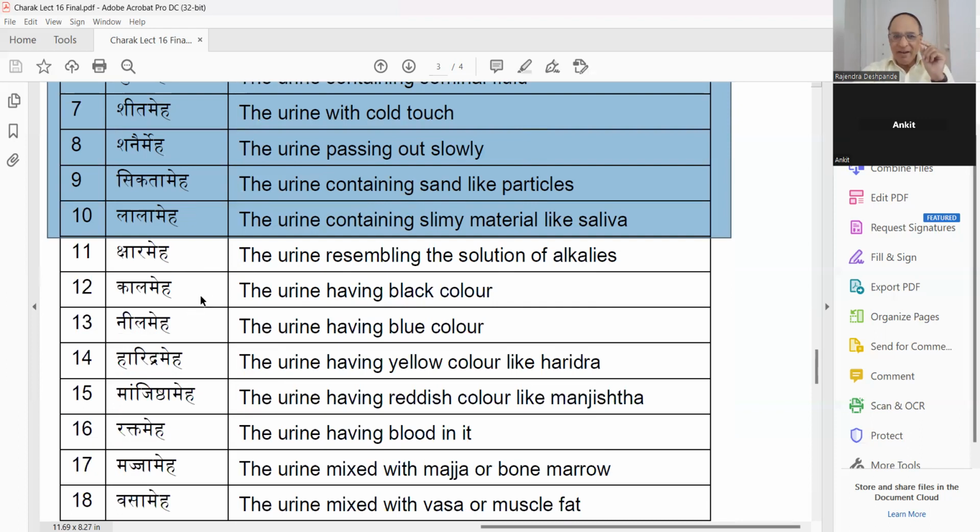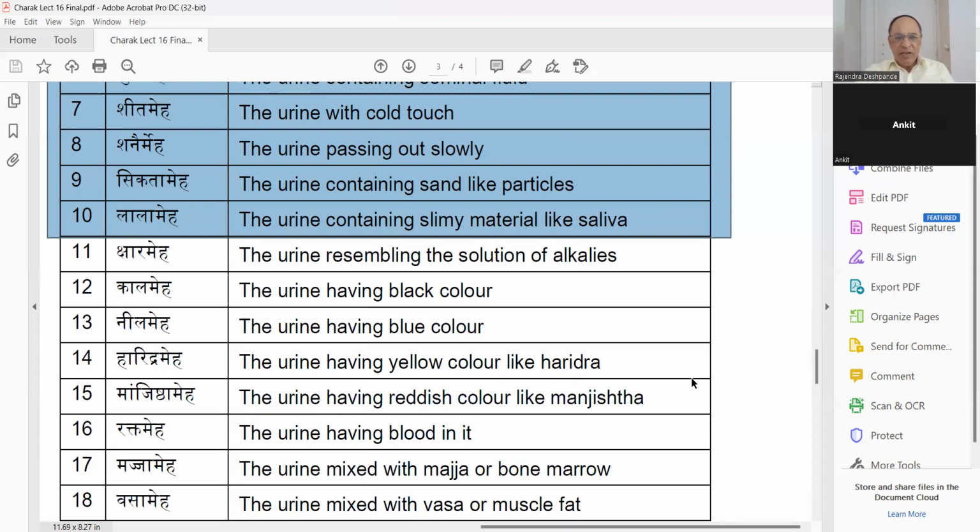Kal Meha, the urine having black color. Neela Meha, Neela means blue, the urine having blue color. This is very, very rare. Haridra Meha, the urine having yellow color like Haridra, for example, infective hepatitis, Kamala, there you get the Haridra Meha.